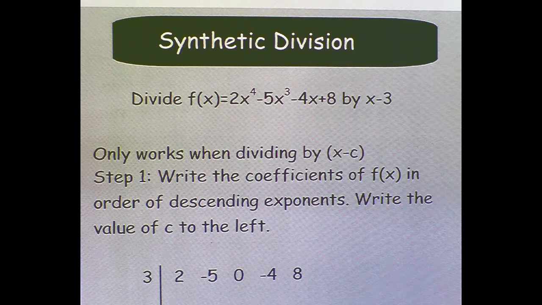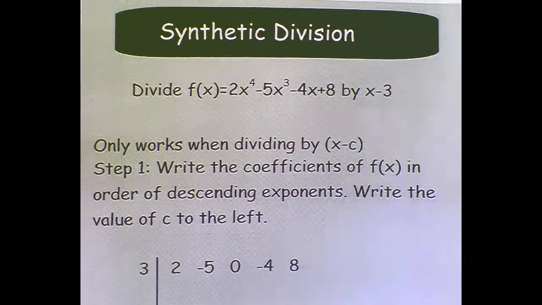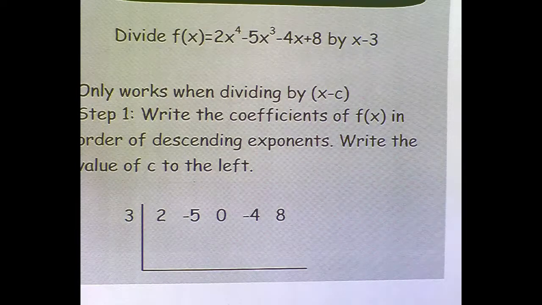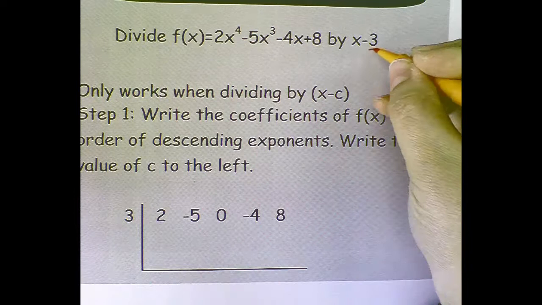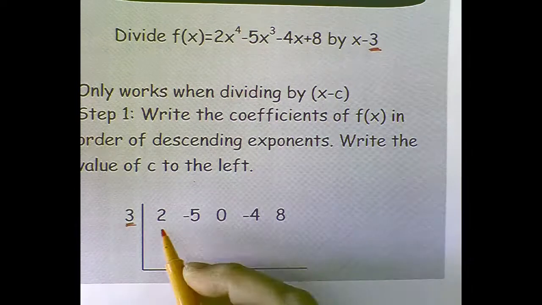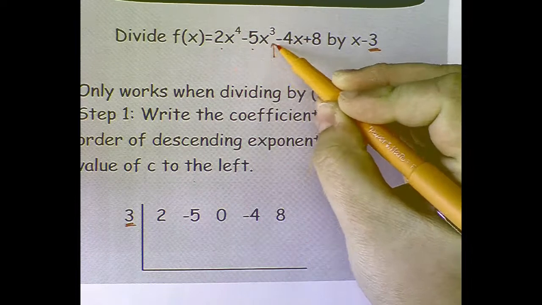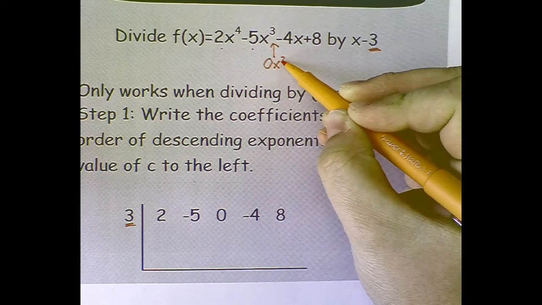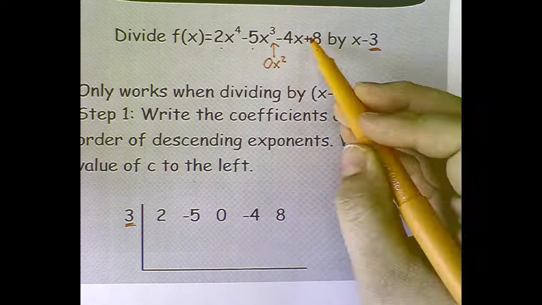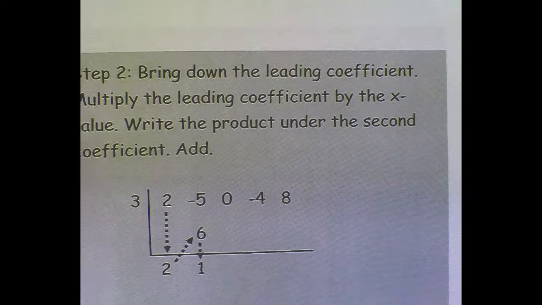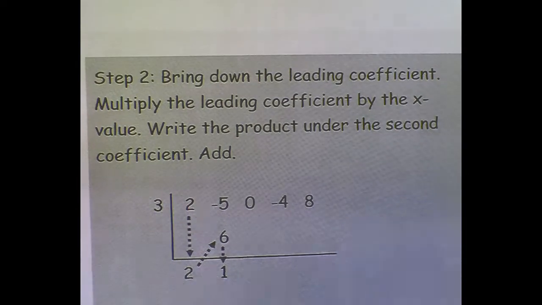So the first step is to write the coefficients of f of x in order of descending exponents, and write the value of c to the left. You'll notice that we make a sort of L shape here. Since we're dividing by x minus 3, that 3 goes on the outside, and then our coefficients go in order. 2, negative 5. Notice that we don't have an x squared term, so a 0x squared. Negative 4 plus 8.